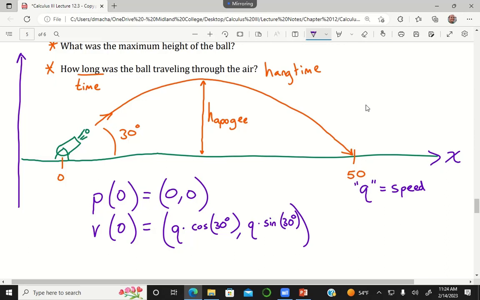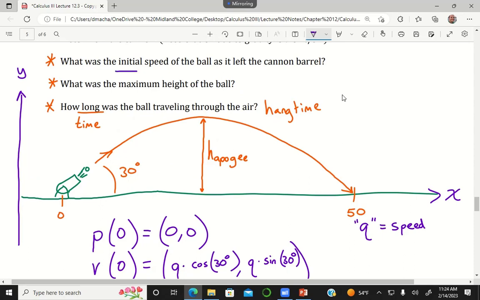Does everybody understand how I got the initial velocity? I don't actually know what the initial speed was. That's actually one of the questions. That's the first question we're trying to answer: what was this initial speed? We want to know what is that q of the ball as it leaves the cannon barrel. But we're going to find that here in a minute. Hopefully.